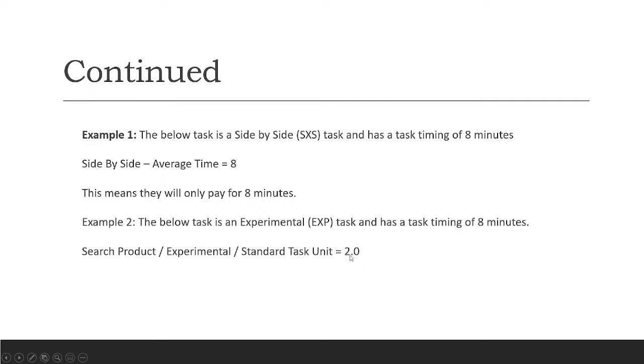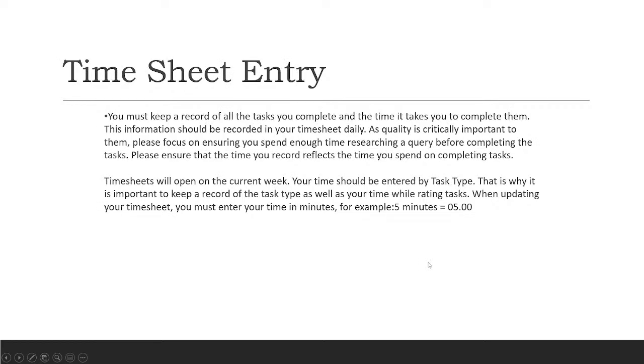If it takes you 3, you can only record 2 minutes. But if it takes you 1 minute, you have to be honest and put 1 minute down, because they're logging your time by how long you've been in the system. You must keep a record of all the tasks you complete and the time it takes you to complete them. This information should be recorded in your timesheet daily.